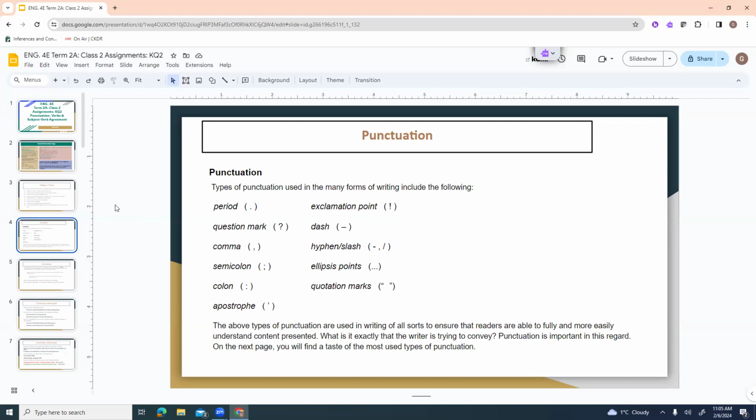Dash is a line. A hyphen or slash. A hyphen would join 2 words together, and that would be a little bit smaller than a dash. And then I'm not sure what you would use the slash for, other than in like computer things. We don't really work with that one. Ellipsis is the 1, 2, 3 dots, and usually it means like something's being left off. And then quotation marks show that somebody is talking.